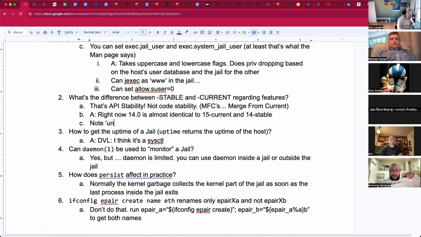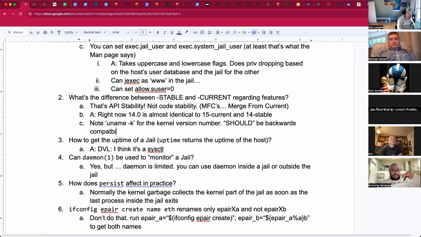Because the currents don't have a minor version number, right? It's just like 13 stable, 14 stable. There's no 14.1 stable, etc. So is that the only way to make sure that your jails will be fine if you're running a stable on the host? No, there's a more precise version number.